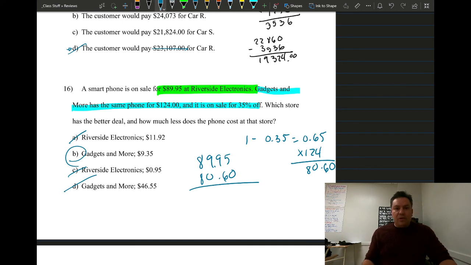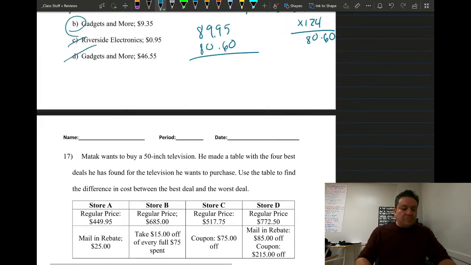Again, when you have a markdown, convert to decimal, that's step 1. Step 2, subtract from 1. Step 3, multiply by the original. The other way that you can do that is convert to decimal and multiply by the $124, and then whatever you get, subtract it from $124. It's an extra step. Whatever works for you will give you the same answer.